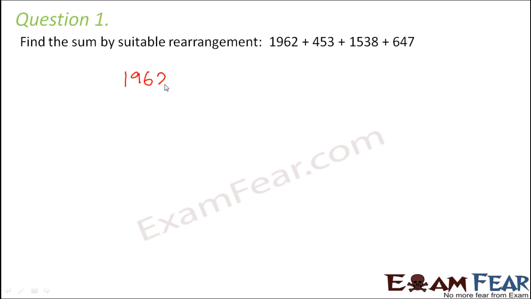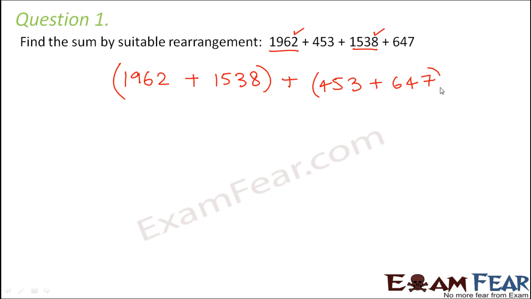Let's keep 1962 and 1538 together. Why? Because both of them are 4 digit, and when you look at their ones place, you see that 8 plus 2 will add up to form a number with 0 at the end. That will help our calculations become easy. And we keep the other two numbers together, that is 453 and 647. And we have also put brackets so that we perform these operations first.